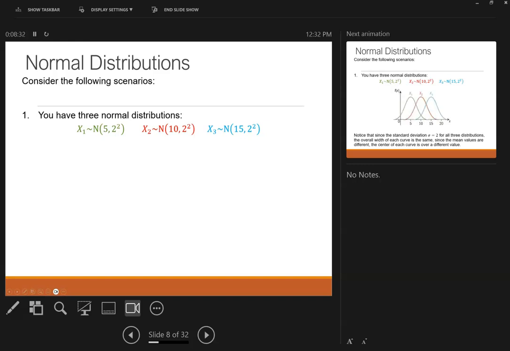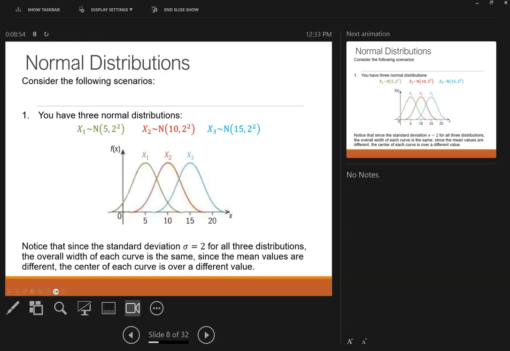All right. Let's talk about how changing the mean and standard deviation affects the picture, the probability curve, the normal curve. So I have 3 normal distributions. The first one has a mean of 5, the second one has a mean of 10, and the third has a mean of 15, but they all have the same standard deviation of 2. So if I graph them, this is what it looks like. What do you notice? All have the exact same shape. What's different, though?